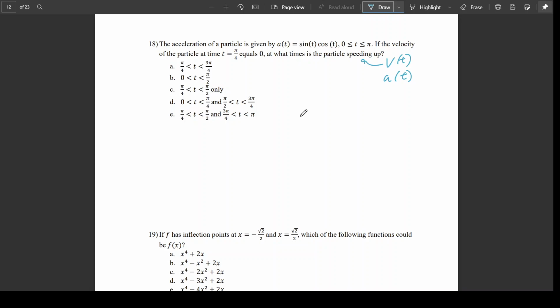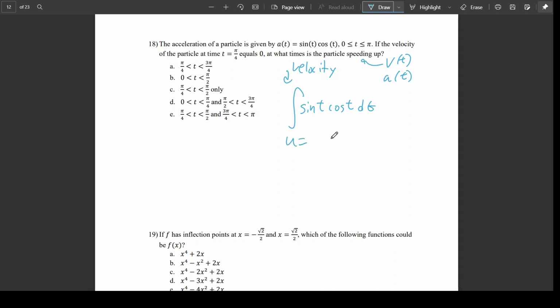That's key. So I have my acceleration, and to get velocity, I have to think about, okay, what's the relationship between acceleration and velocity? Well, I know that the derivative of velocity is acceleration, so since I'm given acceleration, to find velocity from that, I have to take the integral of the acceleration. So I'm going to be integrating sine of t cosine of t dt, and this is going to give me my velocity. Okay? So to do this, it's going to be pretty simple integration.